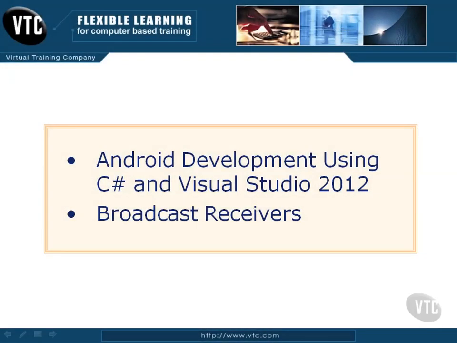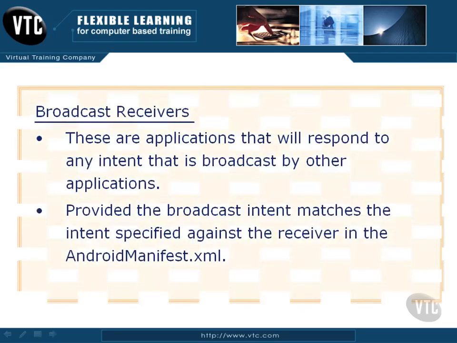In this lesson, we're going to talk about broadcast receivers. Broadcast receivers are a really cool feature of the Android operating system. They essentially allow applications to respond to intents that are broadcast by other applications. The rule is that the broadcast intent has to match the intent specified by the receiver in its Android manifest. So essentially the receiver just has to understand what the broadcast intent is and specify that in its Android manifest.